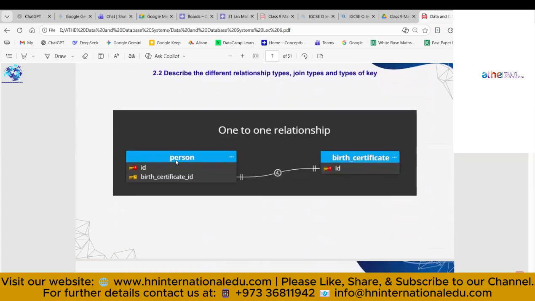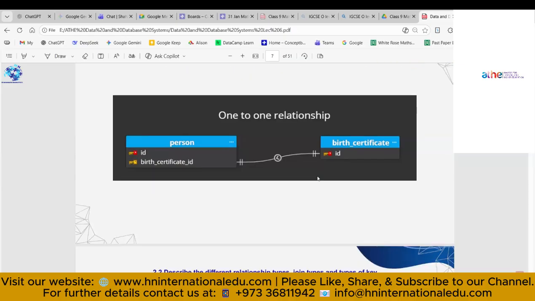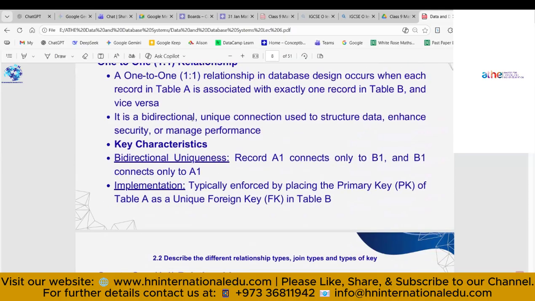Like this, one record in this person table, birth certificate ID, is linked to this record ID in the birth certificate table, and similarly, this ID record is related with the birth certificate ID. So it's a one-to-one relationship. And it is bidirectional. That means it works in both directions. Unique connection used to structure data. You will be using mostly the primary key for that purpose, which is a unique ID basically. Enhance security or manage performance.